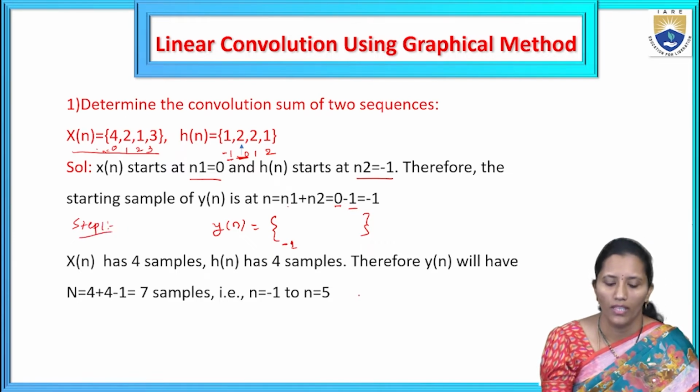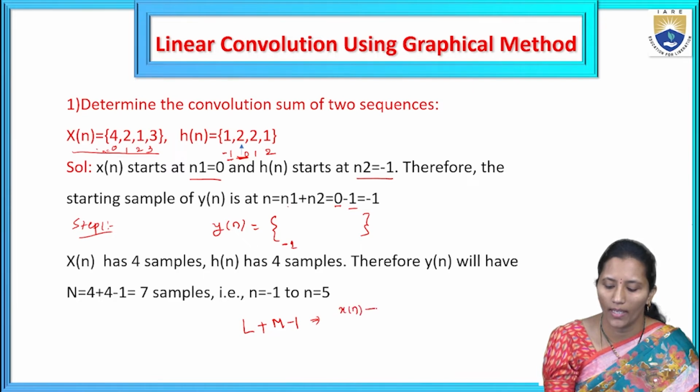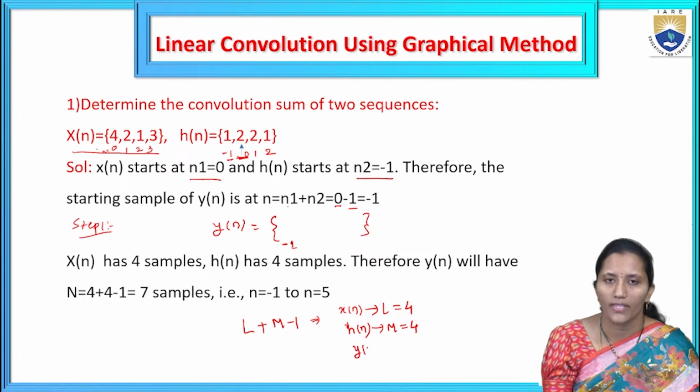In step 2, we have to find the total number of samples in y of n. In linear convolution, the total number of samples is L plus M minus 1. Here the number of samples in x of n is denoted by L, it is 4. And the number of samples in h of n, denoted by M, is 4. Then the total number of samples is L plus M minus 1, that is 4 plus 4 minus 1.